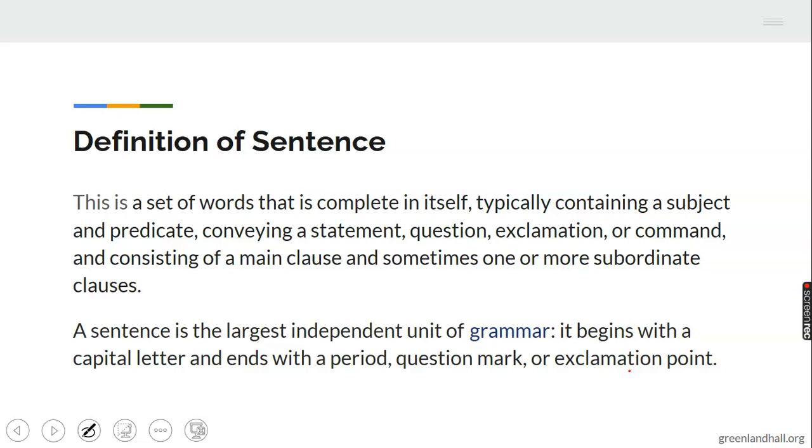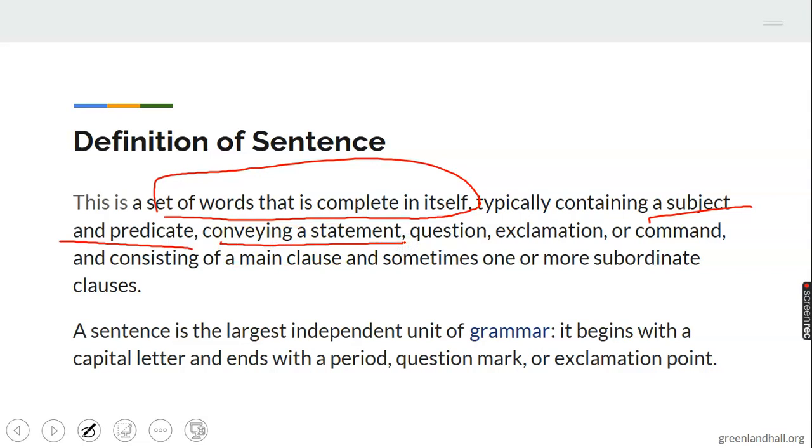Like I said here, a sentence is a set of words that is complete in itself. That is, it contains a subject, a predicate, and it conveys a statement. It conveys meaning. Note these three factors. It has a subject, it has a predicate, and it conveys meaning.